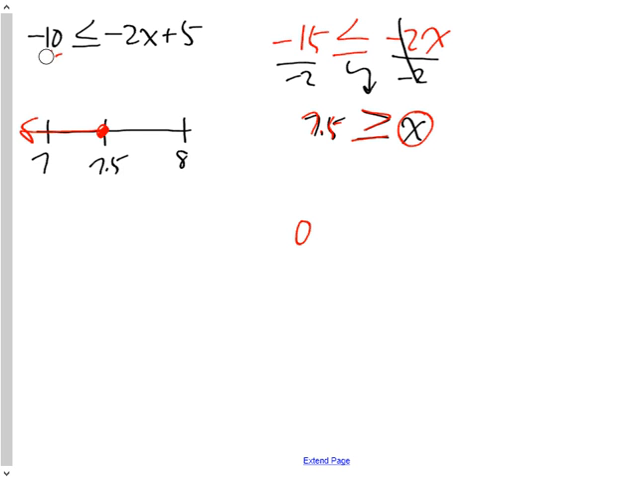0 for x here, I would have negative 10 is less than or equal to negative 2 times 0 plus 5, or negative 10 is less than or equal to 5. And is that true? That is true, because 5 is greater than or equal to negative 10. So any value I substitute in for x, as long as its value is 7.5 or less, will maintain that inequality.